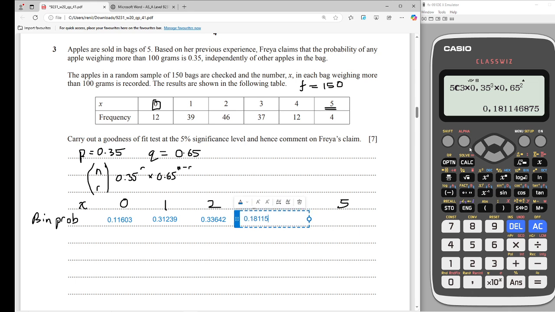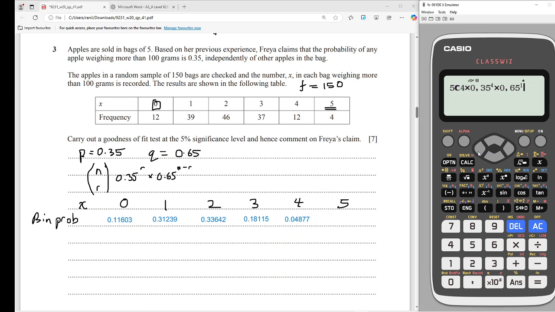Now when r equals 4, we can write over here 5 minus 4 is just 1, and to the power of r will be just to the power of 4, and 5 combination 4 will give us the binomial probability of 0.04877.